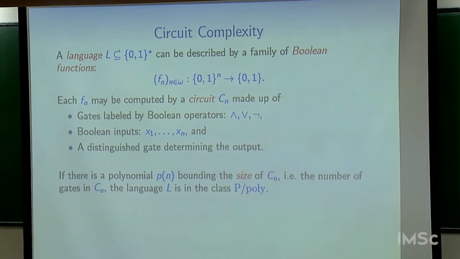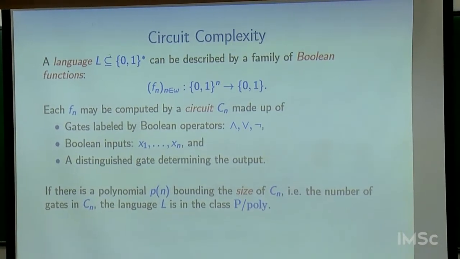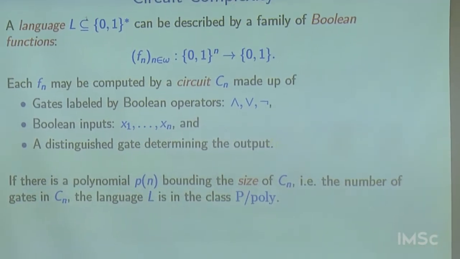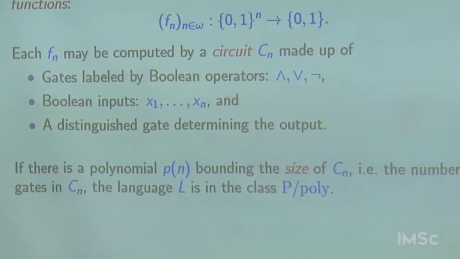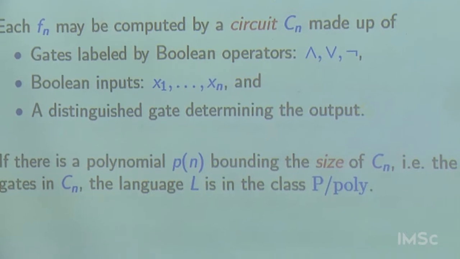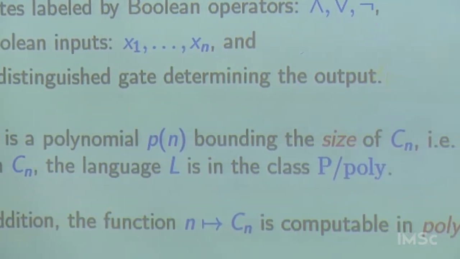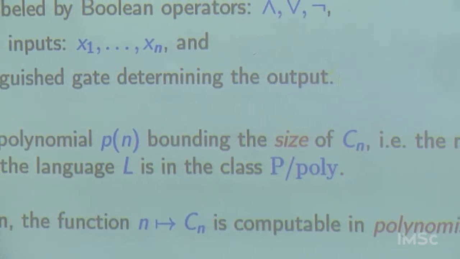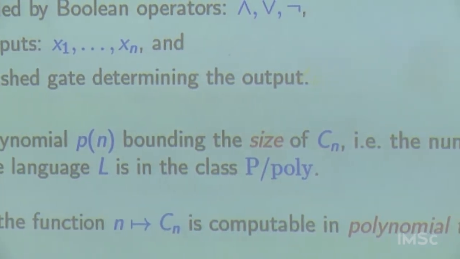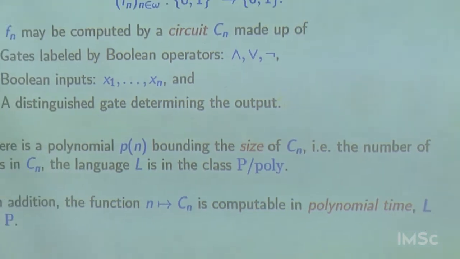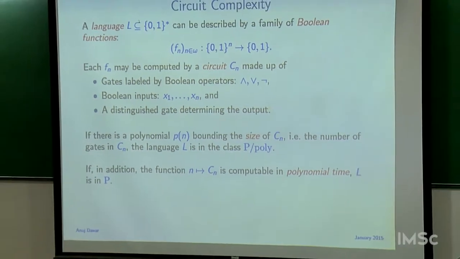If we put a size bound on the circuits and require that the circuit C_n is bounded in size by a polynomial in n, the class of languages which admit such a family is what we call P/poly, non-uniform polynomial time. If, in addition, we require that the function which takes n to the circuit C_n is itself computable in polynomial time, we get a characterization of the class P.